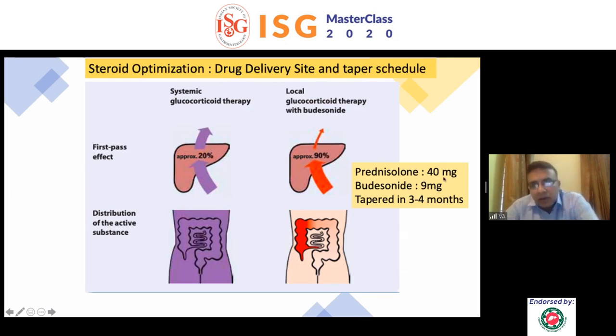Generally, you start in dose of 9 milligrams of budesonide and 40 milligrams of prednisolone. No point starting high doses and taper off in 3-4 months. That's very important. Do not let them marinate in steroids for months and months.